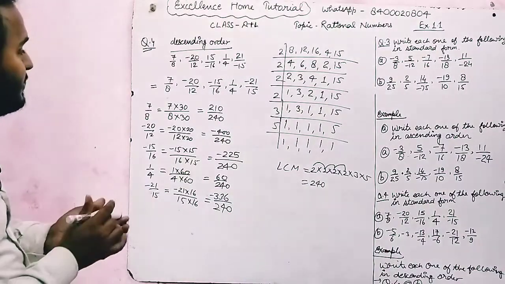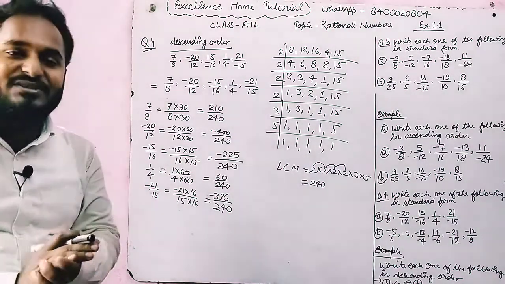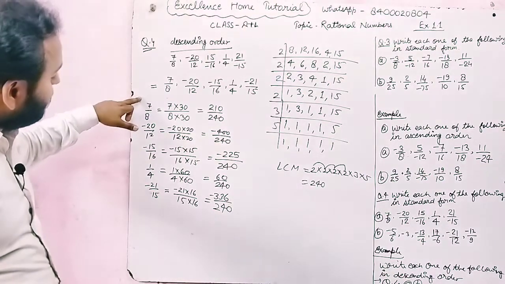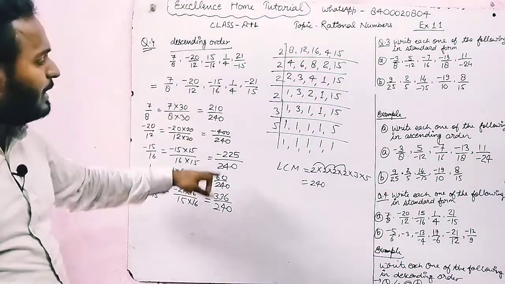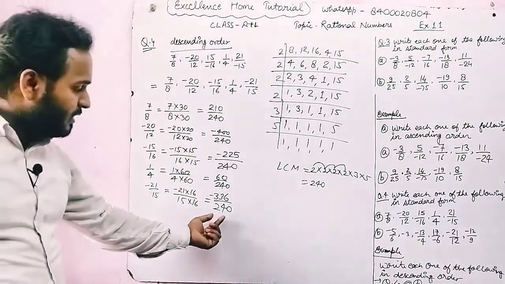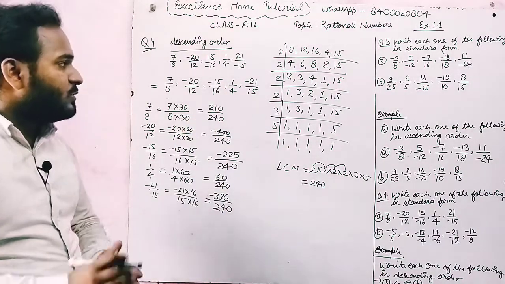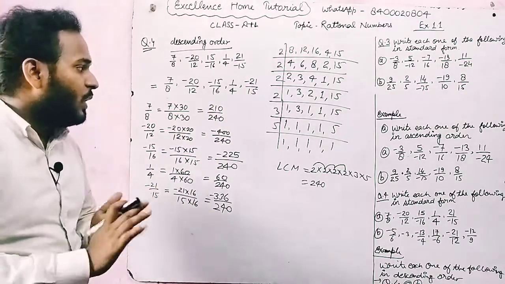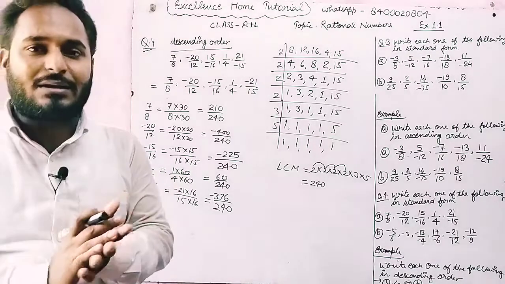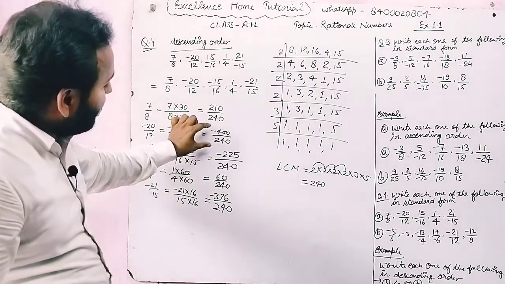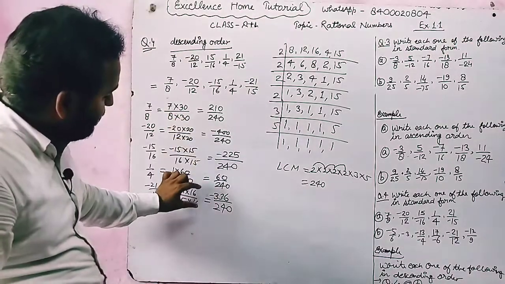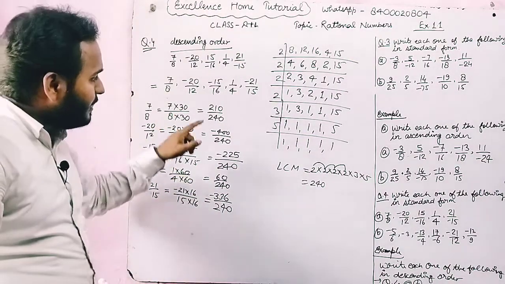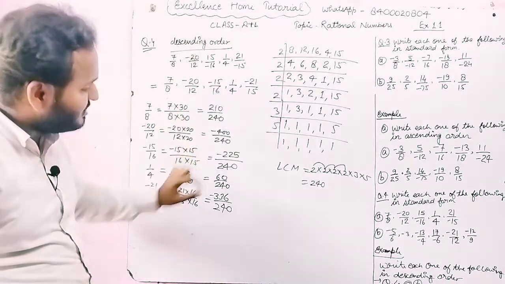So all rational numbers' denominators can be changed. In other words, every rational number has an equivalent rational number whose denominators are equal. Firstly, you have to remember that all negative numbers are less than positive numbers. So minus 400, minus 225 and minus 336 are all less than 210 and 60.